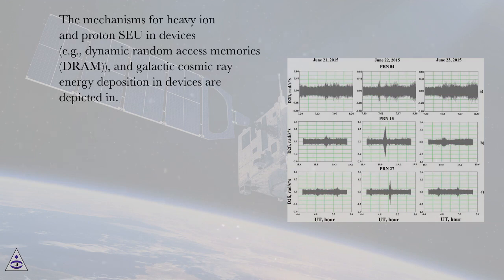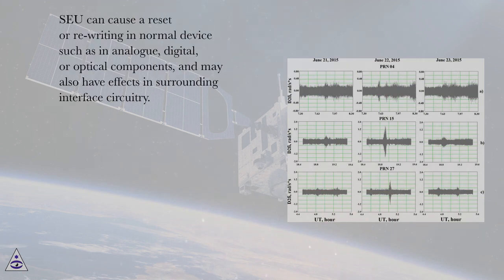The mechanisms for heavy ion and proton SEU in devices, for example, dynamic random access memories, DRAM, and galactic cosmic ray energy deposition in devices are depicted in the figure. SEU can cause a reset or rewriting in normal devices such as analog, digital, or optical components, and may also have effects in surrounding interface circuitry.